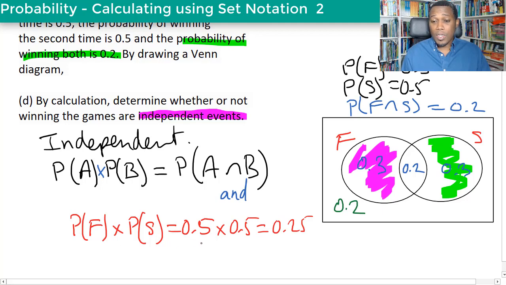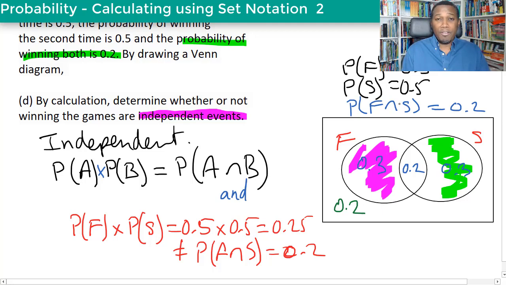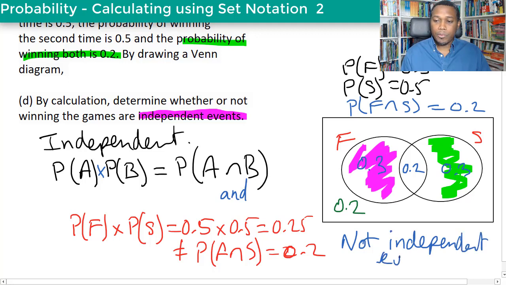And then that is not equal to probability of F intersection S, which is equal to 0.2. It's not equal. We worked that out. Probability of F intersection S was 0.2. Probability of F times S is 0.25. They're not equal. That means, what game was Dwayne playing? I don't know, but not independent events. Okay, they're not independent events in this context.